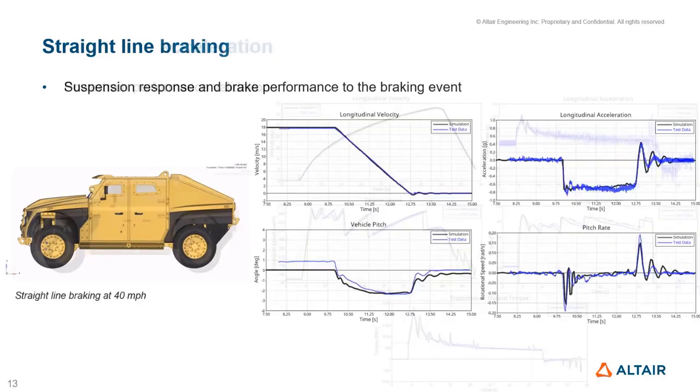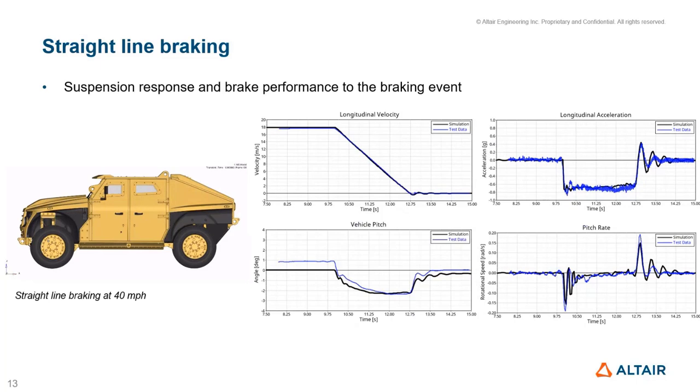The next event was the straight line braking. The idea here was to verify the suspension response and the brake performance while doing so. So the vehicle starts at a speed of 40 miles per hour, reaching a full stop. Here you see the longitudinal velocity, longitudinal acceleration, the vehicle pitch, and the pitch rate.